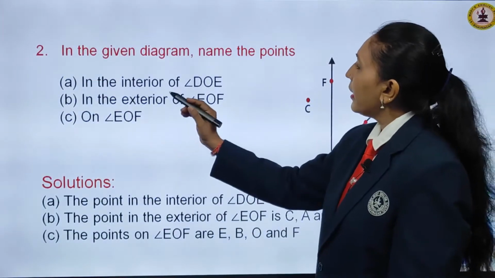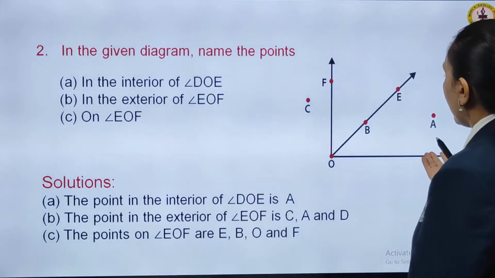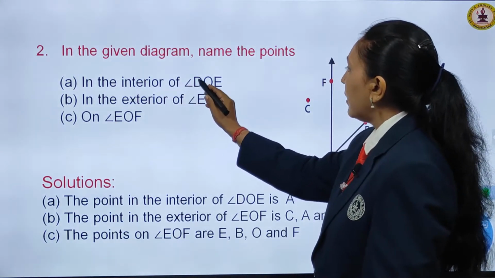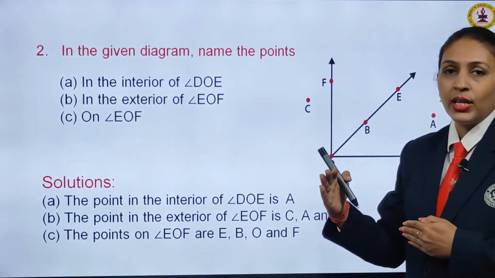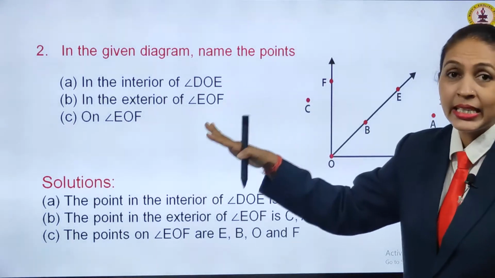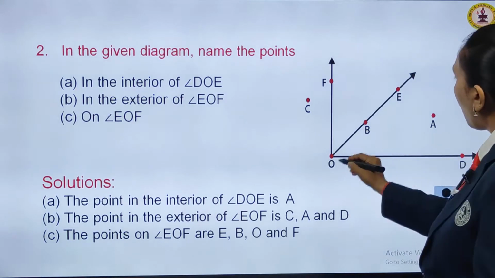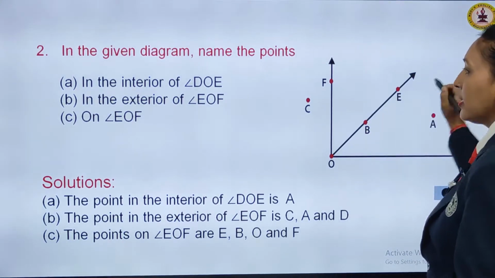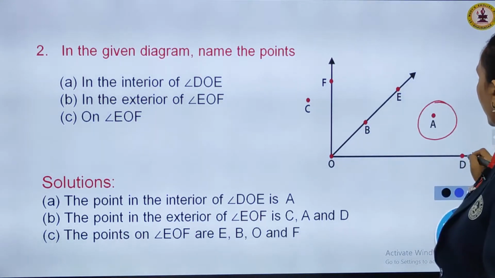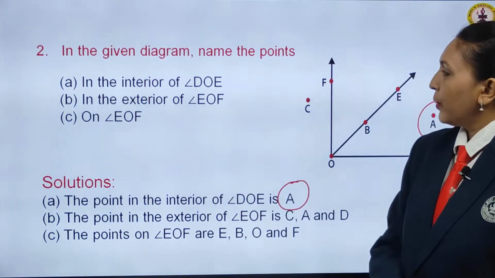Second question, in the given diagram, name the points. We have to name the points from the given diagram. Children, you can see a diagram here. What is there? In the interior of angle DOE. Children, what is interior? The arms you can see, all the area between the two arms is the interior of that particular angle. Which is that? DOE. DOE means this portion only we have to cover. So which point can you see in the interior? You can see here A, that is in the interior of DOE. So what is our answer? Point A.